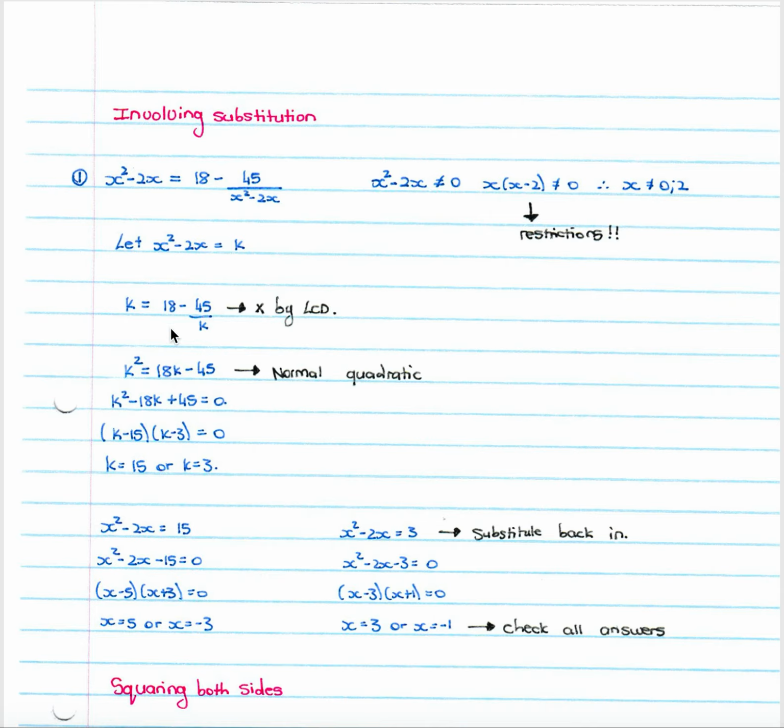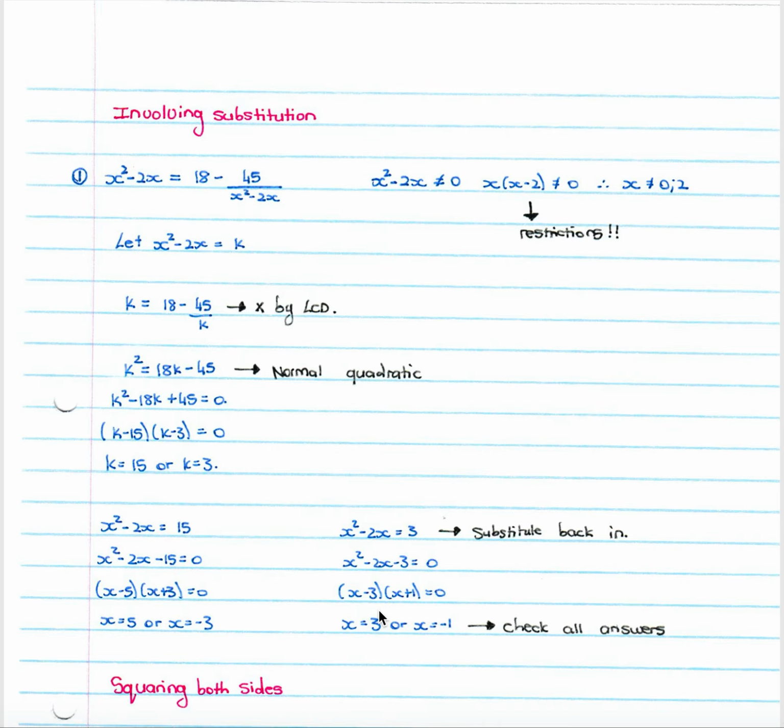But we've said that k is x squared minus 2x. So now we simply solve this here and this part here, and we go x squared minus 2x equals 15, and x squared minus 2x equals 3. Solve that, and we get 4 answers. We need to check all of these answers to make sure that they are not falling into our restrictions, and because they don't, all answers are valid, and you come out with 4 answers to the equation.